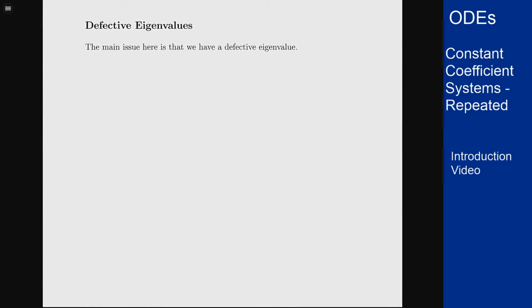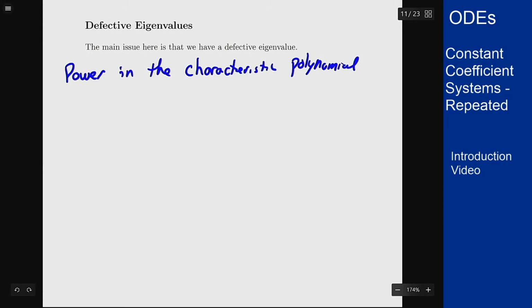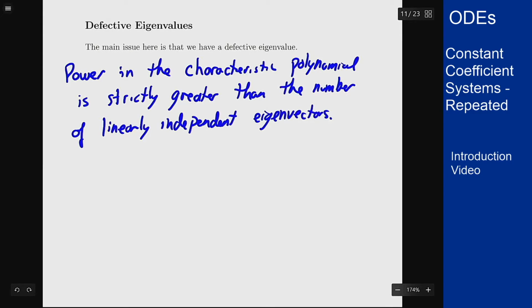The issue being we have what's called a defective eigenvalue. This means that the power in the characteristic polynomial is strictly greater than the number of linearly independent eigenvectors. Or if I want to be fancy, that last part is the dimension of the set of all eigenvectors of a certain eigenvalue, or the eigenspace of that eigenvalue. But this is a problem, because if I want to get to n linearly independent solutions, or in this case 2 solutions, I don't have enough eigenvectors and eigenvalues to make it happen. I need n different eigenvalues with corresponding independent eigenvectors to make it happen.